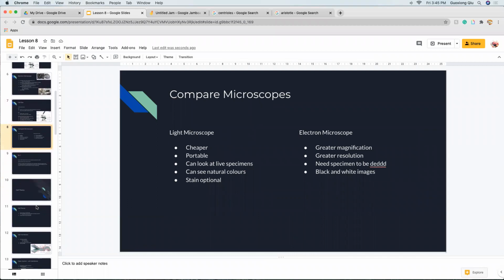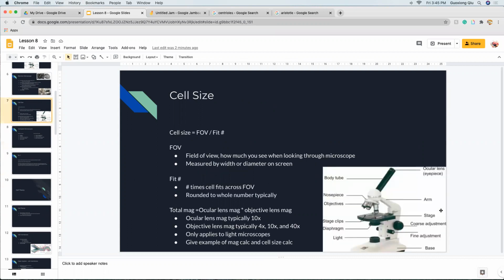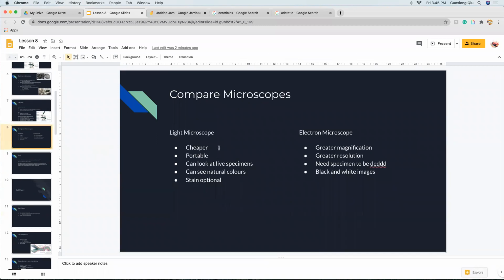So something you need to do maybe is, this might be tested on. Like in school, they might ask you to know the difference between the microscopes. So a light microscope, again, this thing, is also referred to as a compound light microscope. They are cheaper, so therefore affordable by high schools and junior highs under the CBE funding system. They are portable since they're pretty small and light. You can look at live specimens under the light microscope. So you can put living bacteria under the microscope and look at how it moves and such.